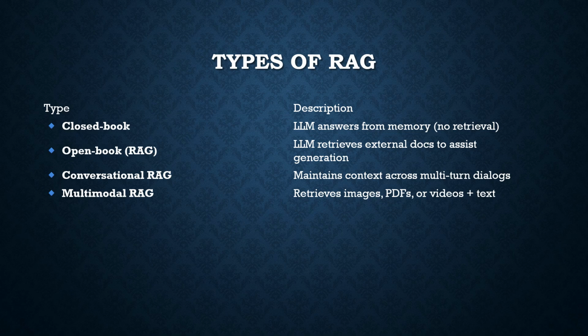Conversational RAG maintains context across multi-turn dialogues, so you can use multi-turn dialogues to build some layers into your agents. Multimodal RAG is somewhat different from layering agents. In multimodal, it will retrieve all kinds of information, like images, PDFs, videos, or text.